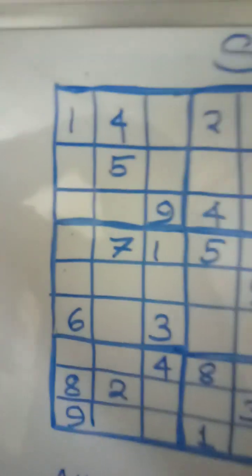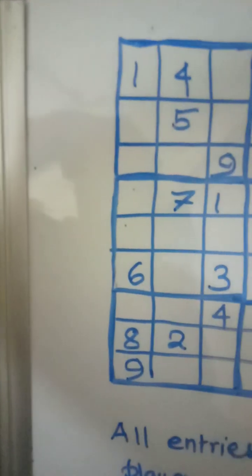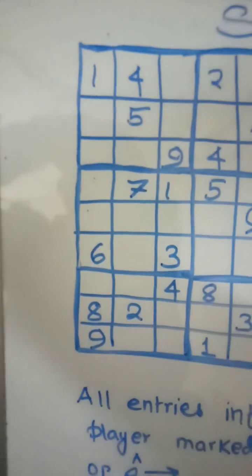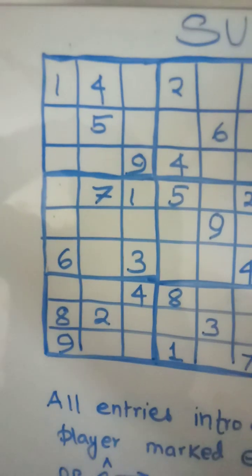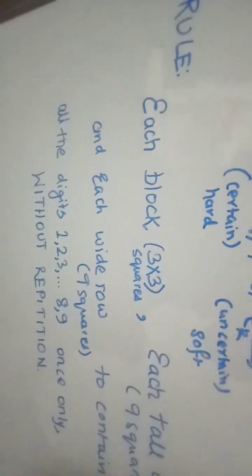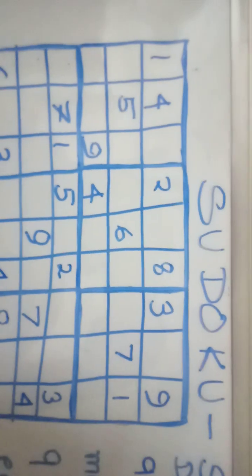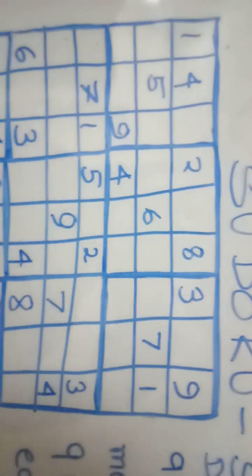Tall column is the one you can see here. These are three tall columns here, and these are all tall columns. 1, 6, 8, 9. This is a tall column with some blanks in between. 4, 5, 7, 2. That's a tall column. Each tall column, which has nine squares, and each wide row, you can see the wide rows here. 1, 4, 2, 8, 3, 9 with gaps in between. 5, 6, 7, 1 with gaps in between. These are the wide rows.